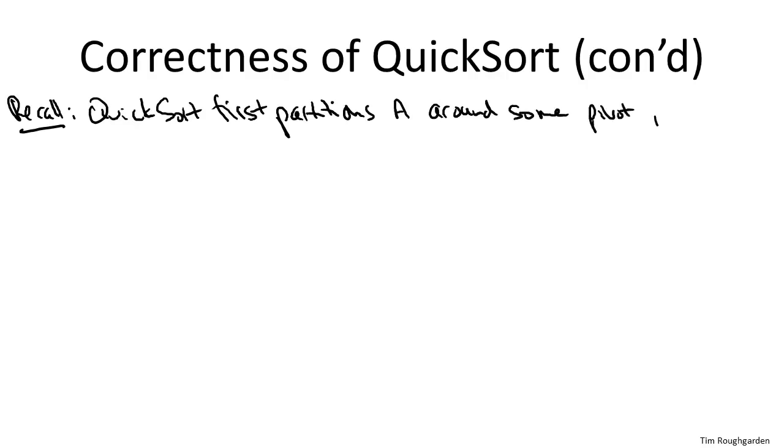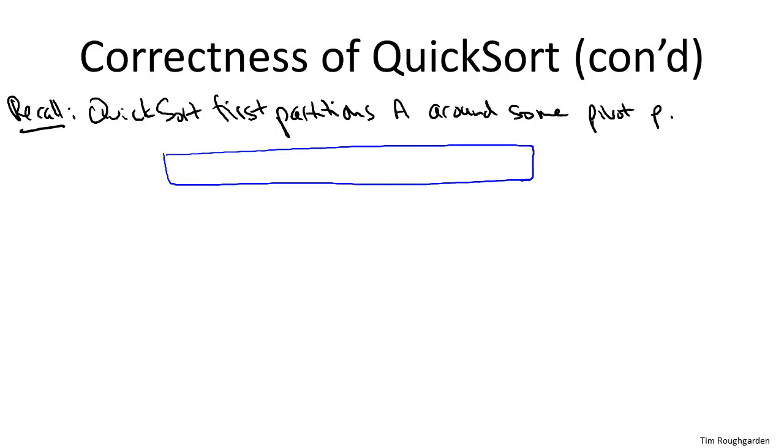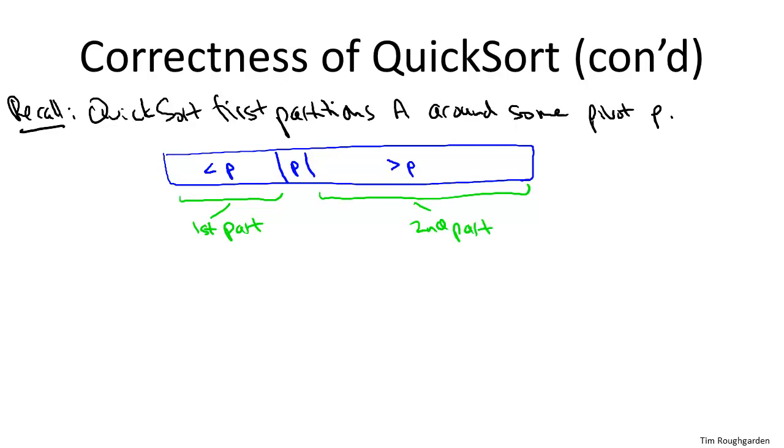Now, as we argued in the video where we discussed the partition subroutine, at the conclusion of that subroutine, the array has been rearranged into the following format. The pivot is wherever it is. Everything to the left of the pivot is less than the pivot, and everything to the right is greater than the pivot. This is how things stand at the conclusion of the partitioning subroutine. So let's call the stuff less than the pivot the first part of the partitioned array, and the stuff bigger than the pivot the second part of the partitioned array.